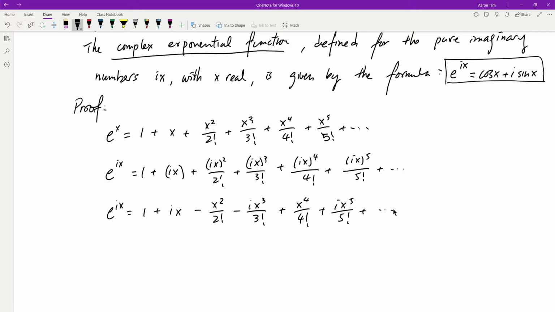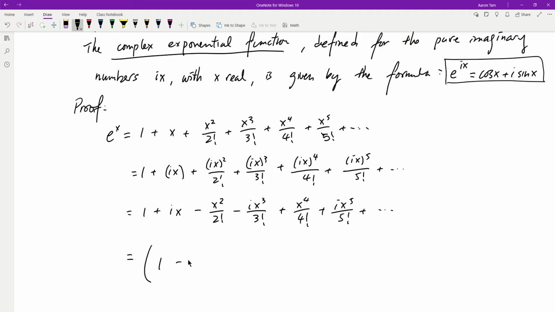And now if you look at this, notice that half of the terms are real, and the other half of the terms have the i in it, which become imaginary. So therefore I can now group them separately. I'm going to take this off because I don't want to keep writing it. I'm going to collect all the terms that are real together.